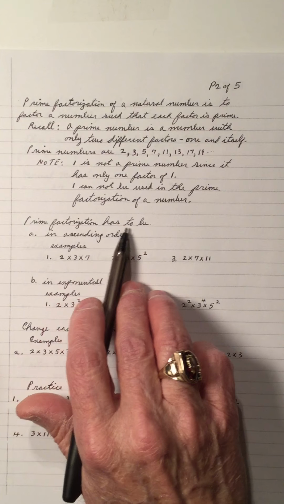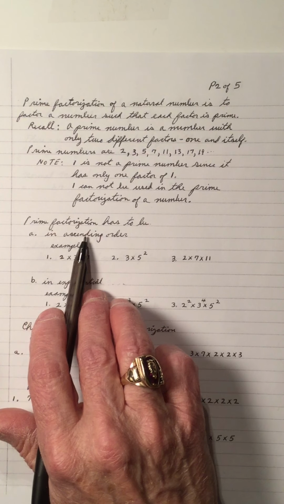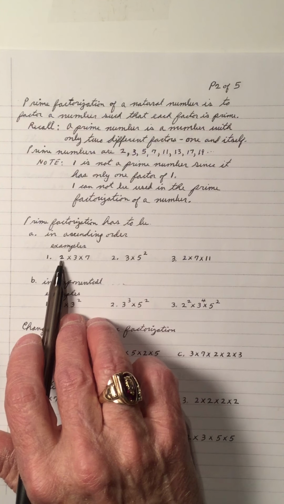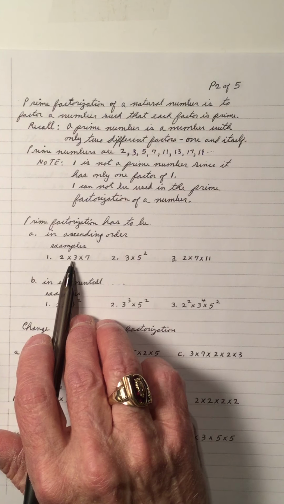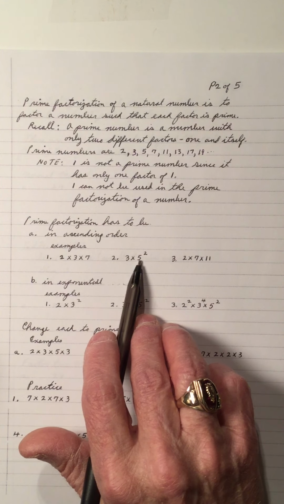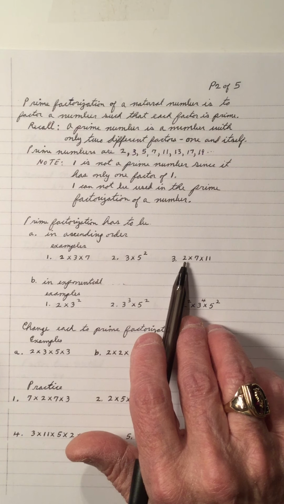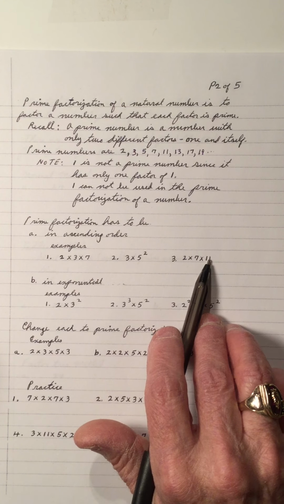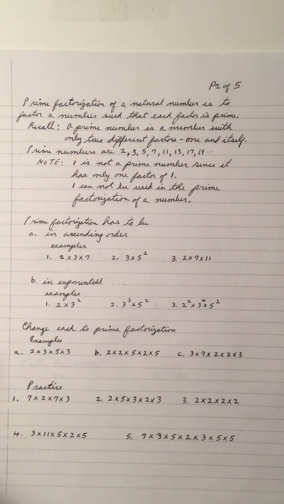The prime factorization has to be in ascending order, like 2, 3, and 7 multiplied, or 3 and 5 with a power of 2, or exponent of 2, 3 and 5 in order. Or you could have a 2, a 7, and 11. Ascending order, smallest factor to the largest factor.